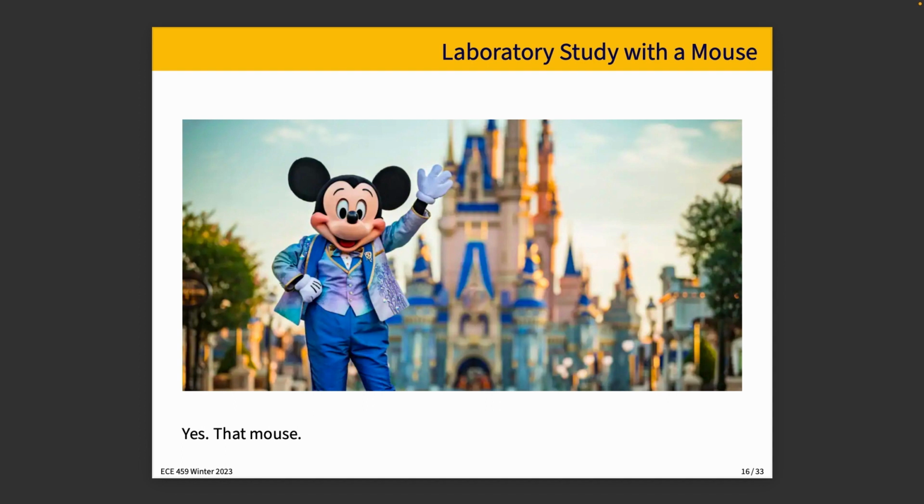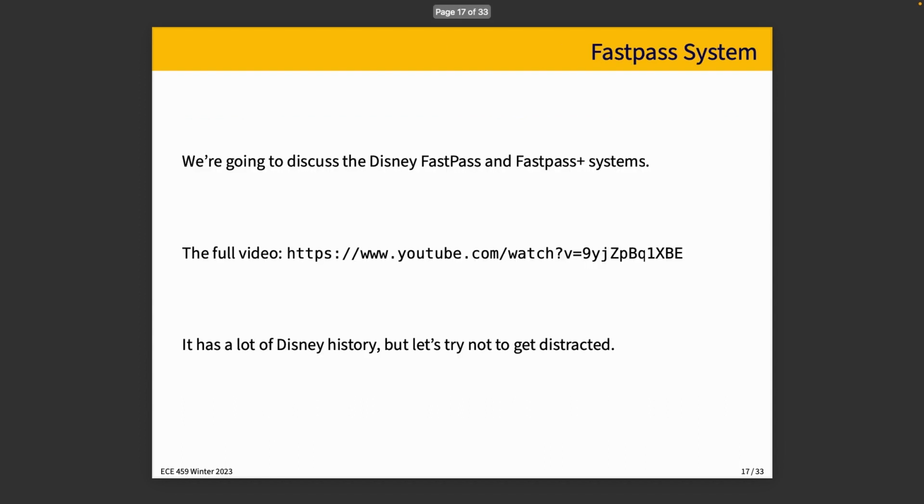I should also note that a lot of what I learned is completely useless because Disney has now retired the system that we're going to talk about today in favor of something else. But it actually is something worth talking about. There's some stuff that we could learn from what we're going to discuss today.